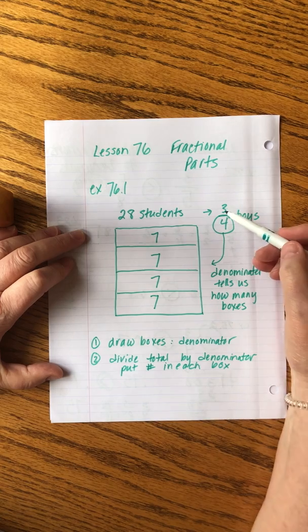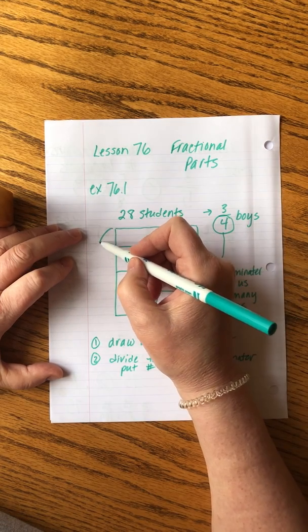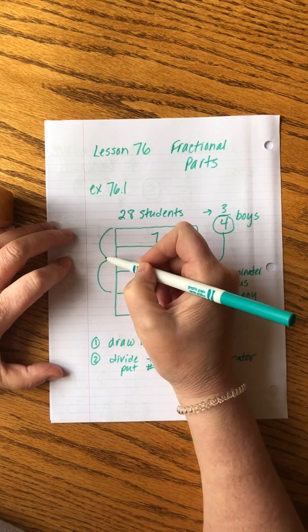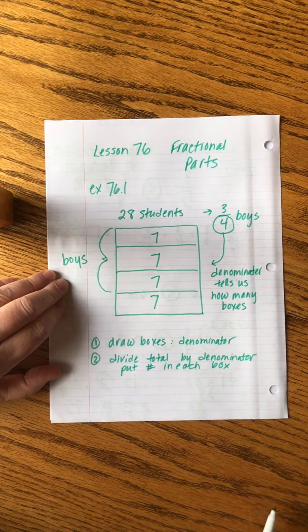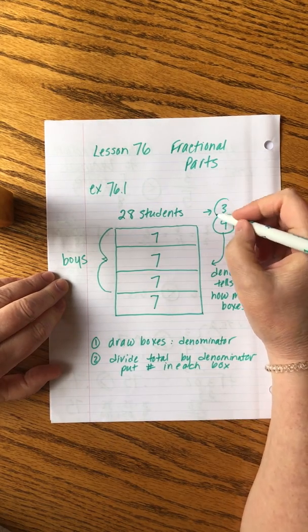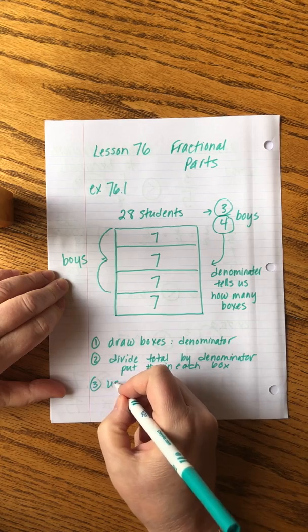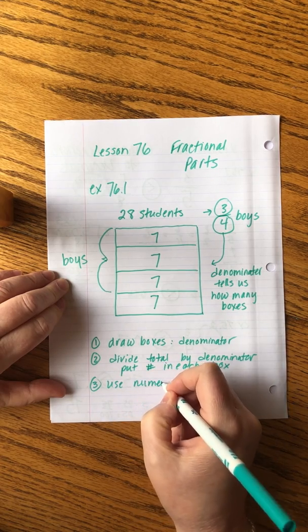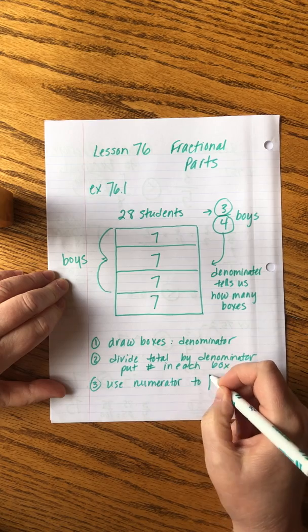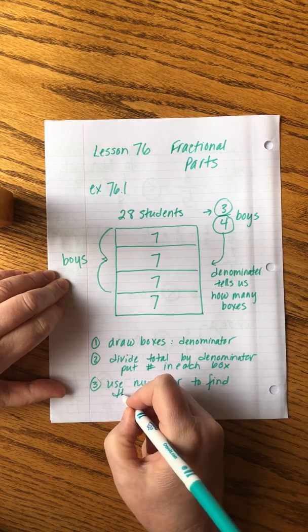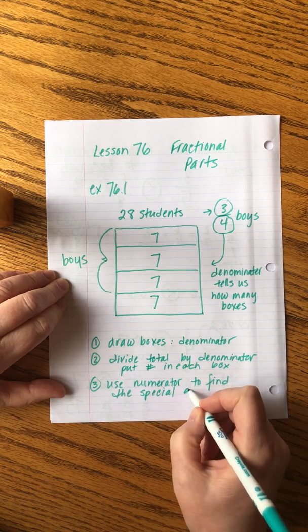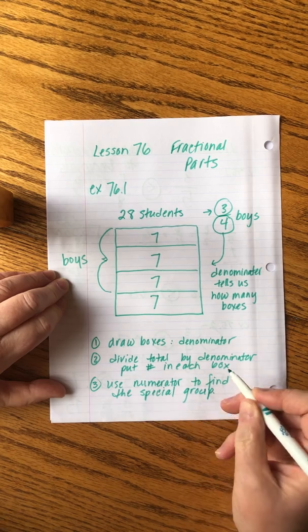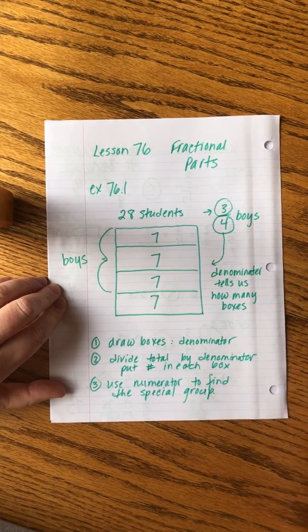And then 3/4 are boys, so we identify 3 of the boxes, and we say these are the boys. Does that make sense? 3 of the 4 boxes. So we use the numerator to find the special group, which in this case are boys. Special group. Okay, there are the rules. If you saw the way I put the numbers, you don't have to worry about the words.